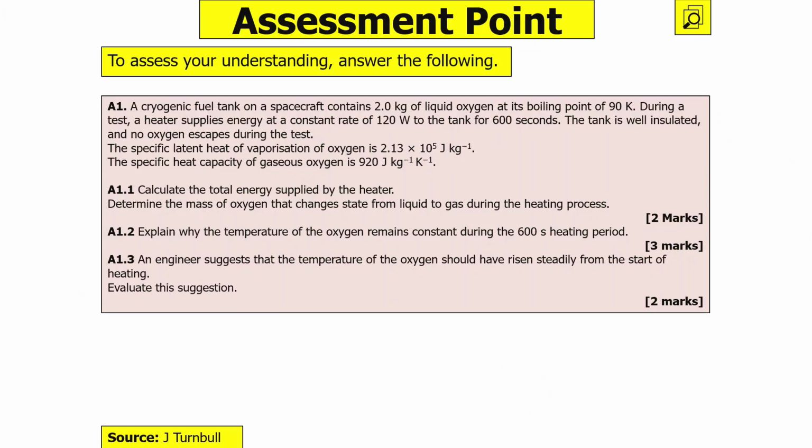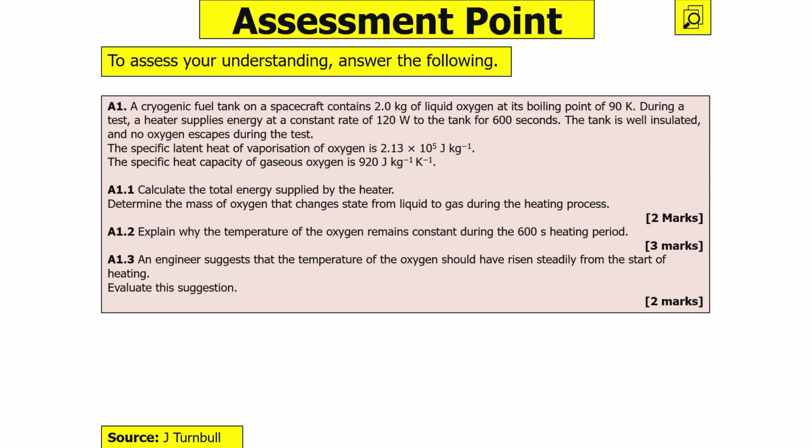A cryogenic fuel tank on a spacecraft contains 2 kilograms of liquid oxygen at its boiling point of 90 Kelvin. During a test, a heater supplies energy at a constant rate of 120 watts to the tank for 600 seconds. The tank is well insulated and no oxygen escapes during the test. The specific latent heat of vaporization of oxygen is 2.13 times 10 to the 5 joules per kilogram. The specific heat capacity of gaseous oxygen is 920 joules per kilogram per Kelvin.